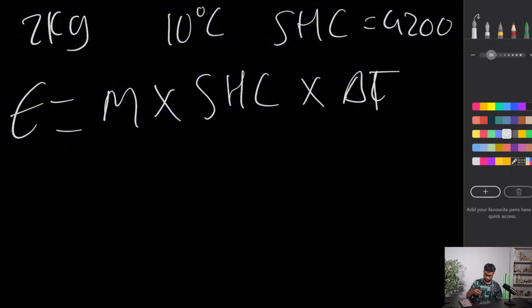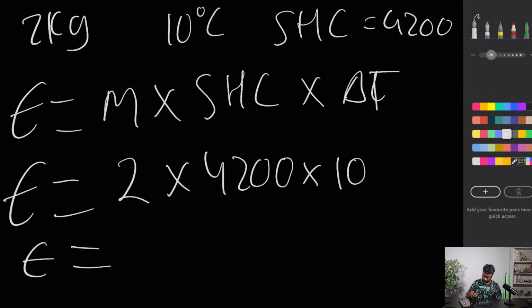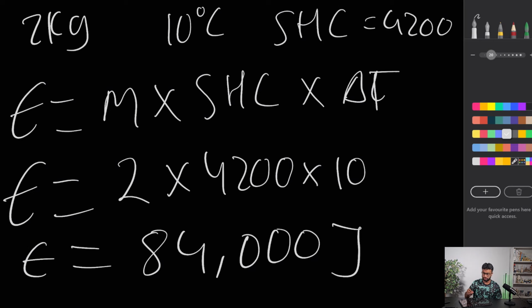So if you just plug in the numbers we have, we can see that the energy is equal to 2, because that's the mass, 2 kilograms, multiplied by 4200 multiplied by 10, because that's the change in temperature. So we can see that E would be equal to 2 times 4200 is 8400, times 10 would be 84,000 joules, and that is how you answer this question.